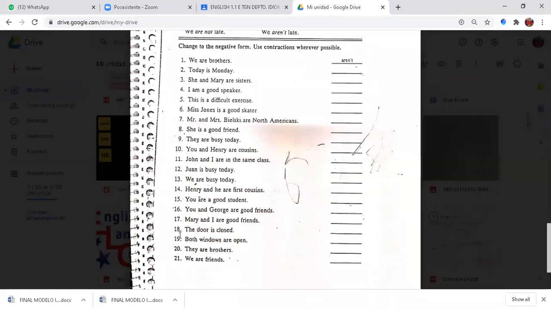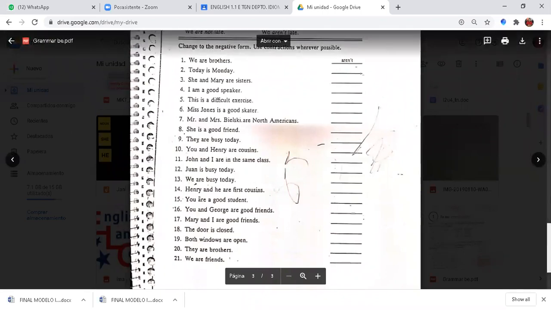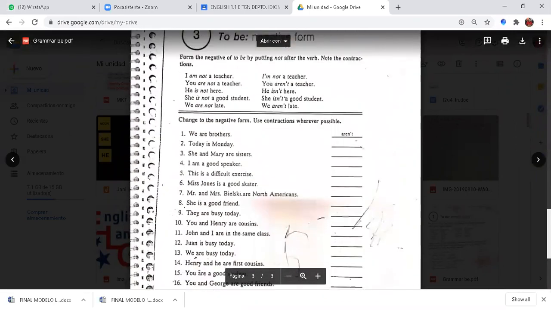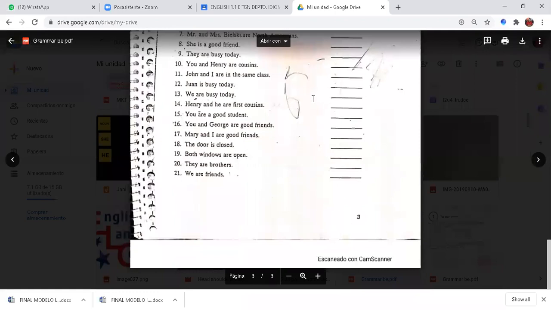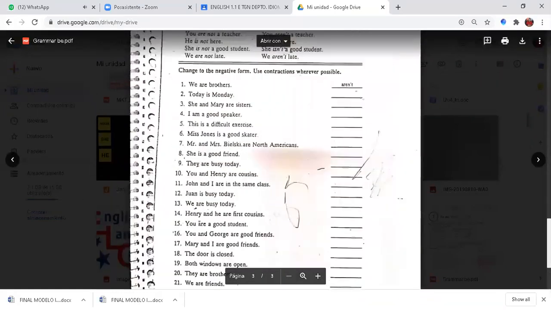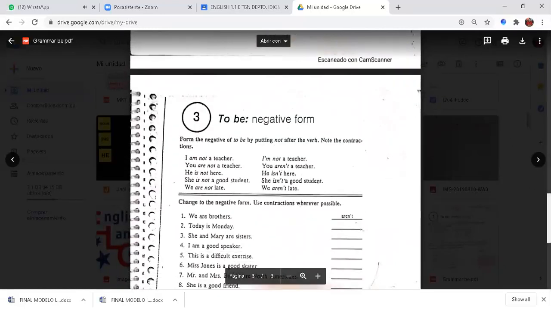18. The door is closed. 19. But windows aren't open. Both windows aren't open. 20. They aren't. 21. We aren't. Yeah. Questions? No questions. No questions. Okay. That is negative form. Okay. And that's all.